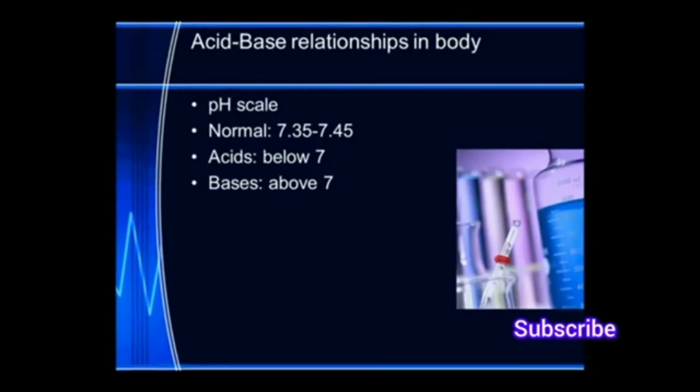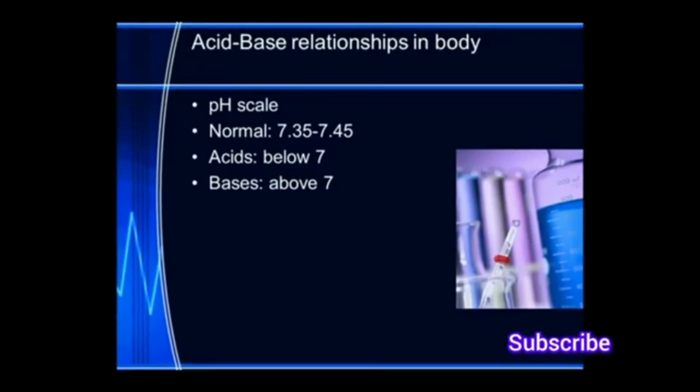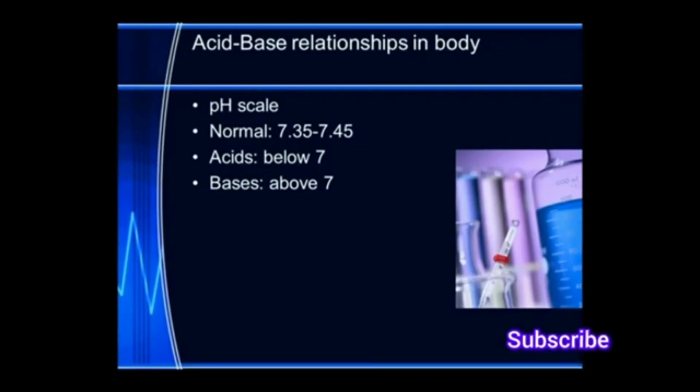We'll talk a lot more about pH when we talk about the systems of transportation as well as the renal system, because both the cardiovascular system as well as the renal system are important for the maintenance of a normal pH in our serum.